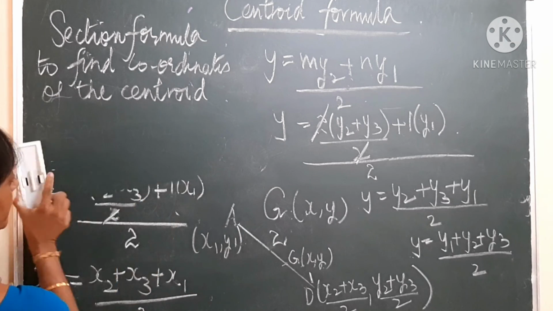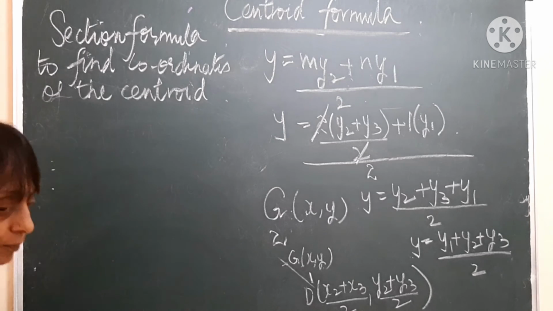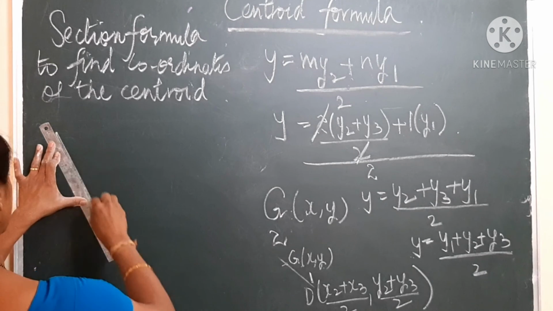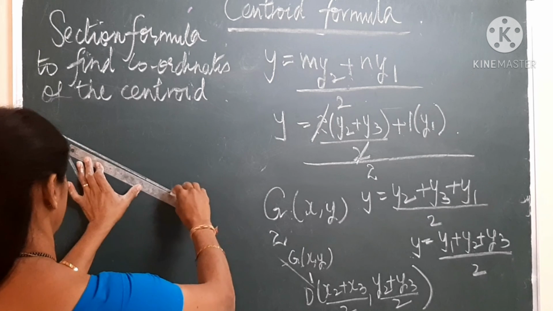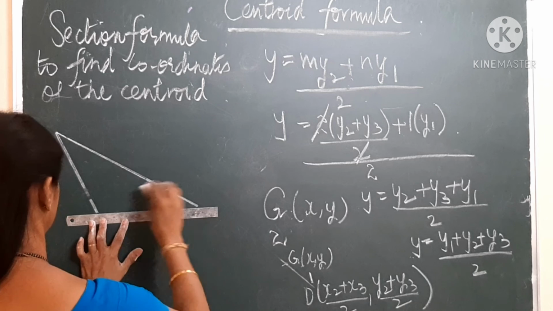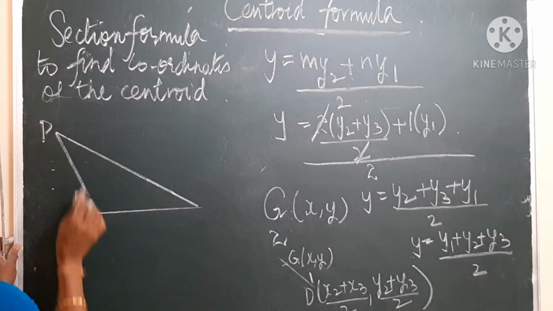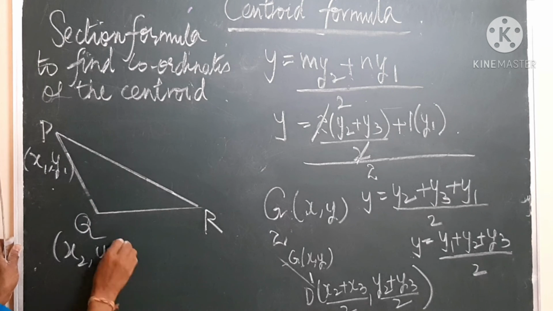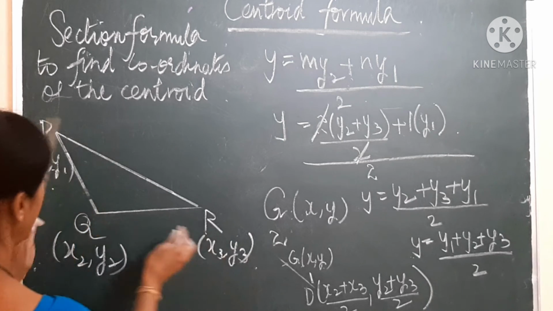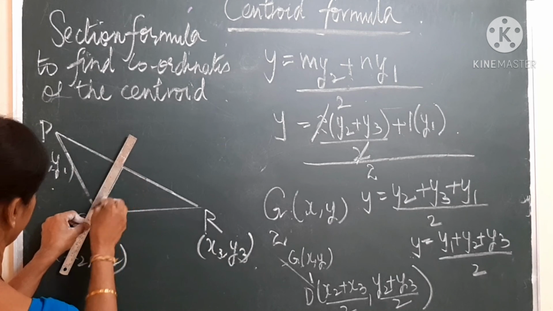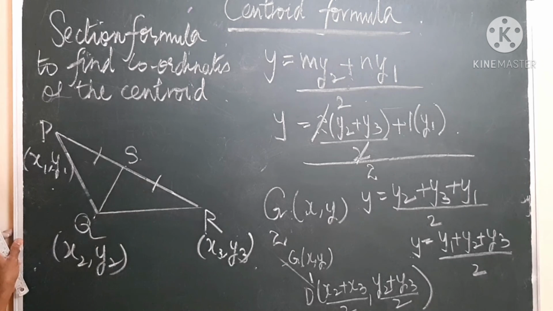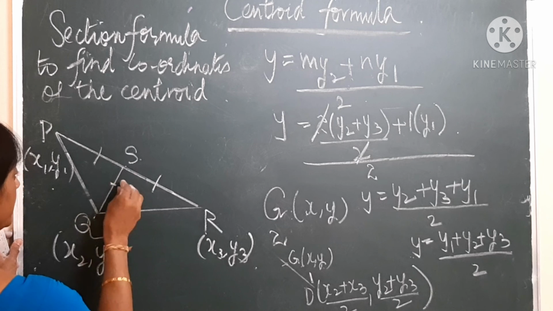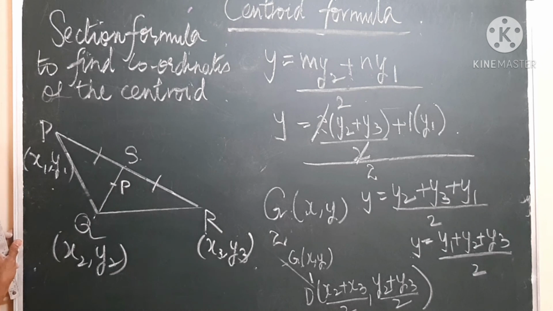So children, to sum up, given to you any triangle PQR with coordinates x1, y1, x2, y2, x3, y3, and they say that QS is the median which has the point P or which has the point G. You can name it whatever you want, but it is the centroid, and find the coordinates of the centroid, that is find the value of x and y.